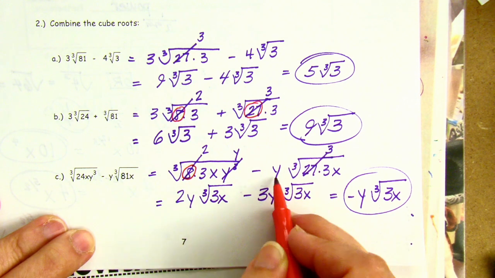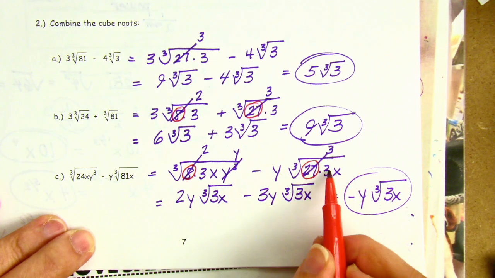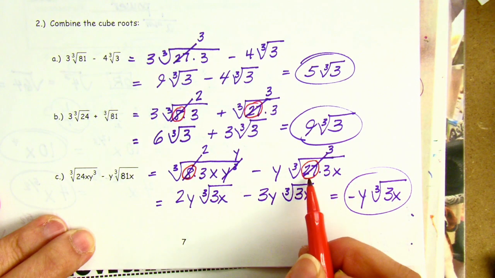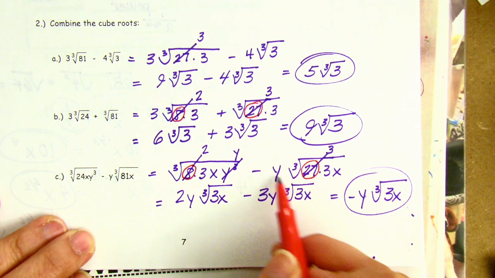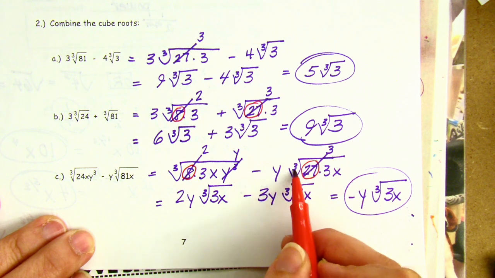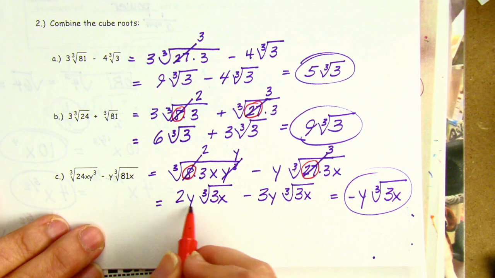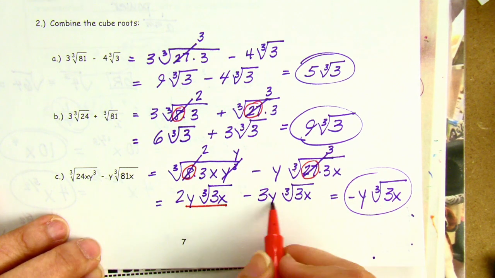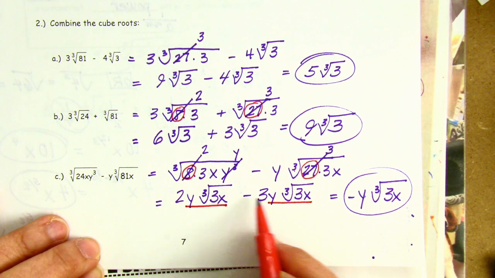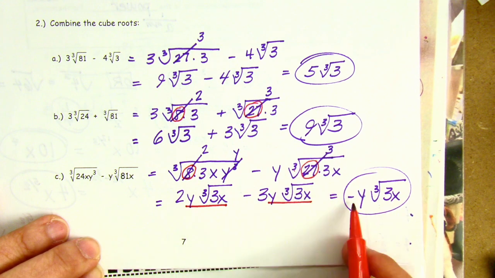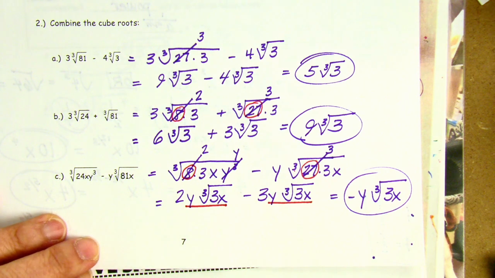Okay, this one, y was already on the outside. 27 is my cube because 27 times 3 is 81. 27 was the cube that divided 81. It comes out as a 3. So this part of the expression becomes 3y times the cube root of 3x. And since these are exactly the same, this is y cube roots of 3x and another y cube roots of 3x. So if I have 2 of those, take 3 of those same kind away, I'm left with negative 1 or negative y times the cube root of 3x.